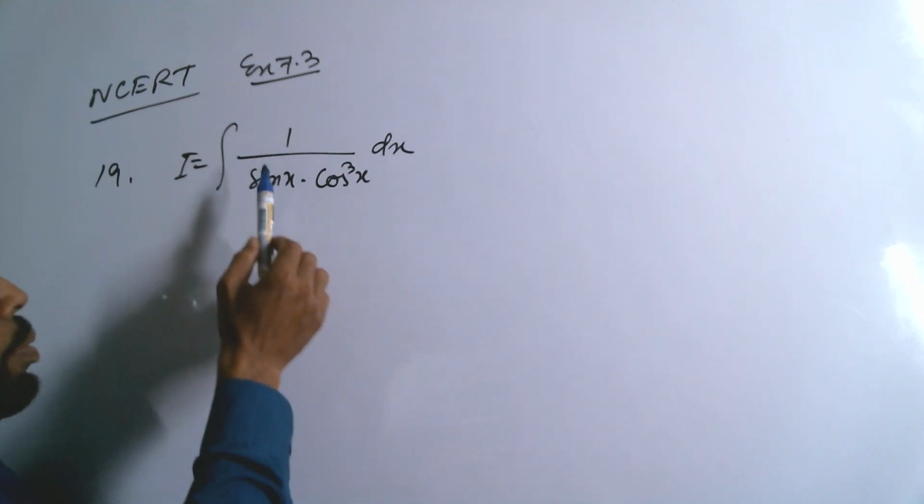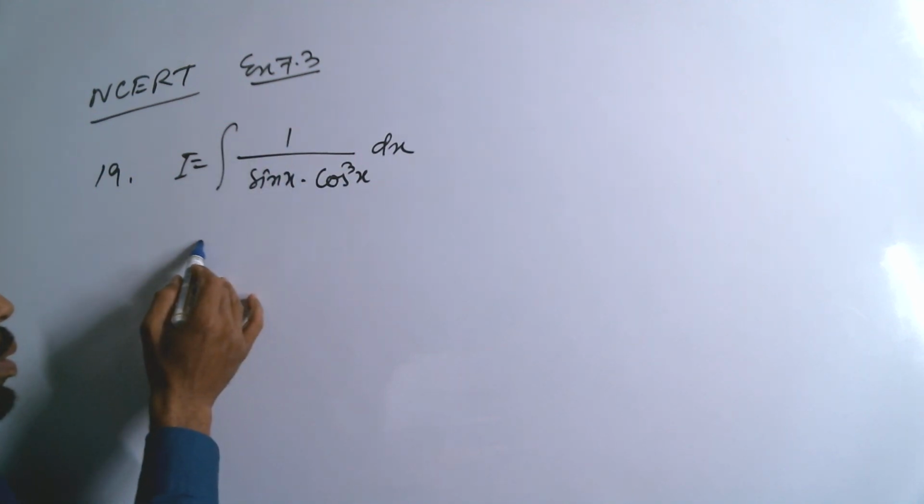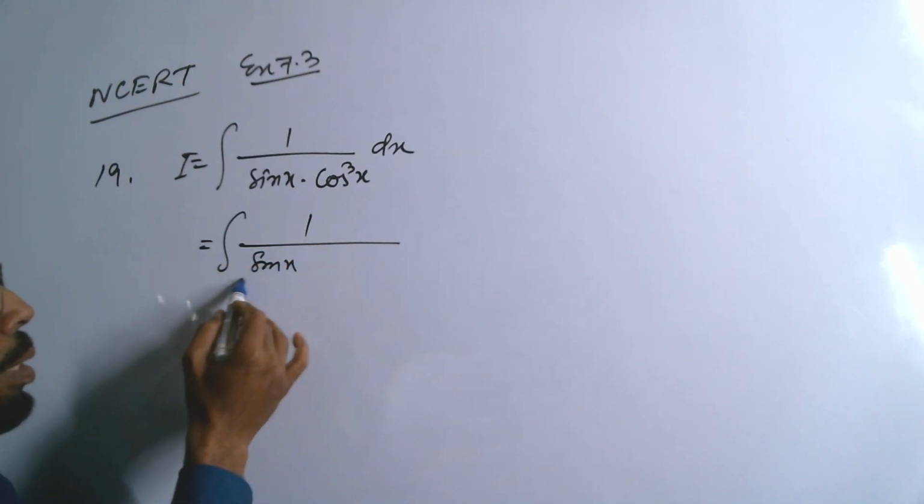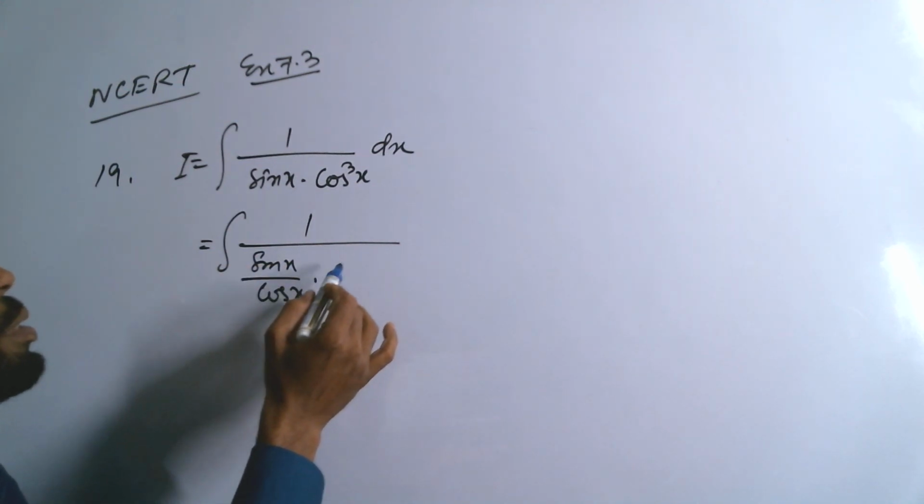The next question is 1 by sin x cos³x. Let us do it like this. We will multiply by cos, divide by cos.